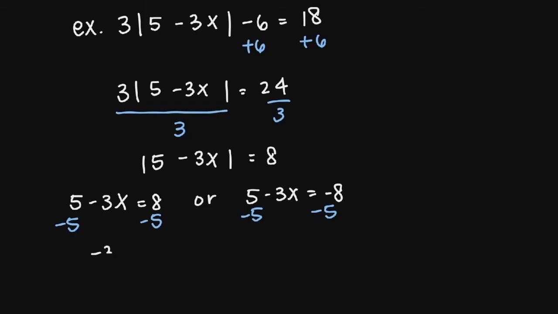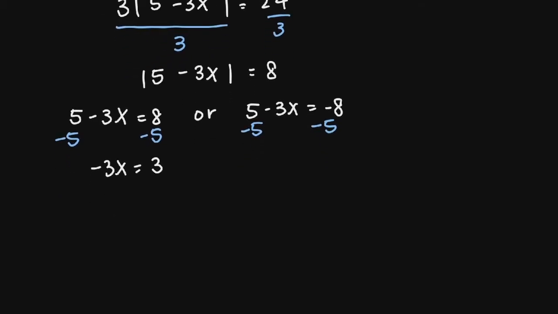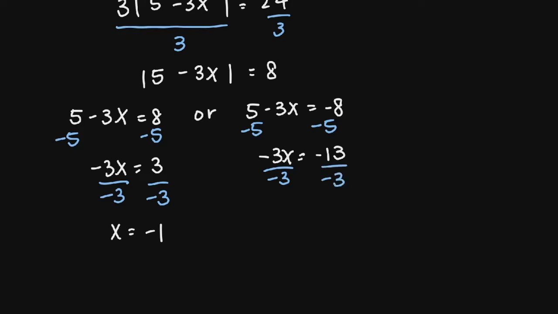So we get negative 3x equals 3, and then divide by negative 3. So we get x equals negative 1. And then on the right hand side, we get negative 3x equals negative 13. Divide by negative 3, and we get x equals 13 over 3. And leave your answer as an improper fraction. So leave your answers like this.